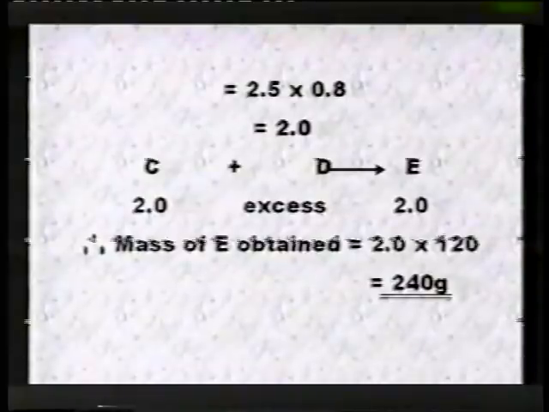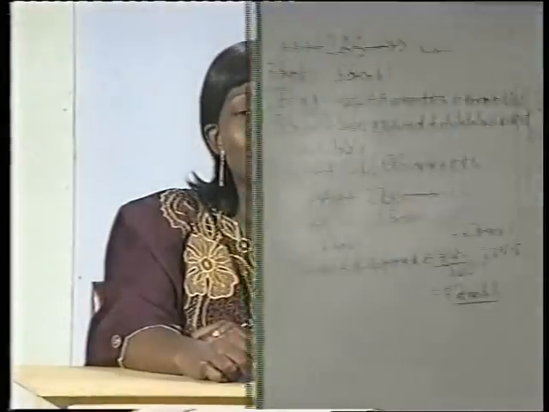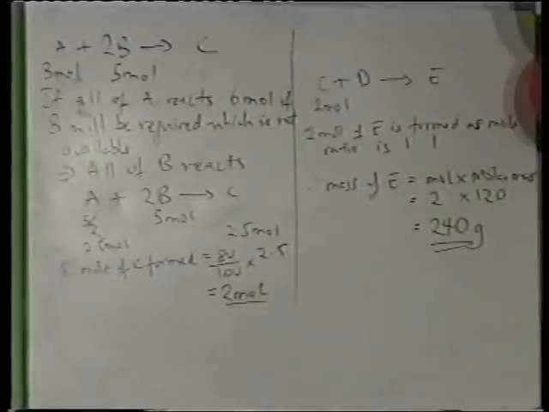So your 2 moles of C will now react with excess D to give 2 moles of E. The mass of E obtained, therefore, is 2 times 120, which is the molar mass of E. And therefore, mass of E obtained is 240 grams. Let's look at the solution from Presec. Viewers will notice that Presec did exactly as we did.